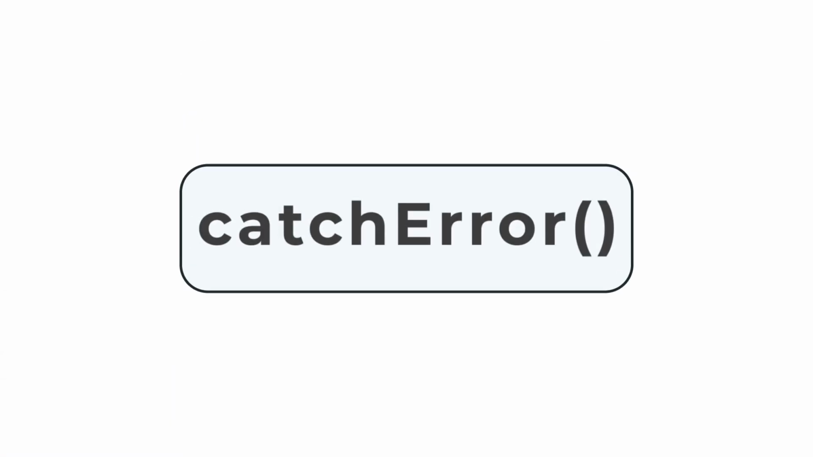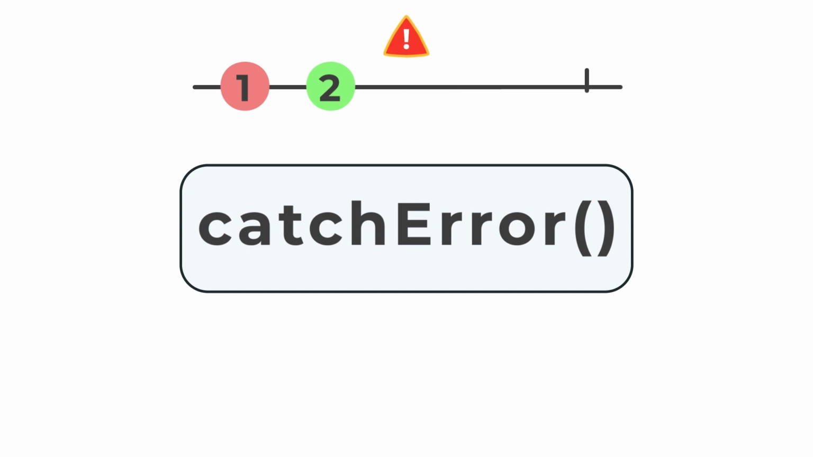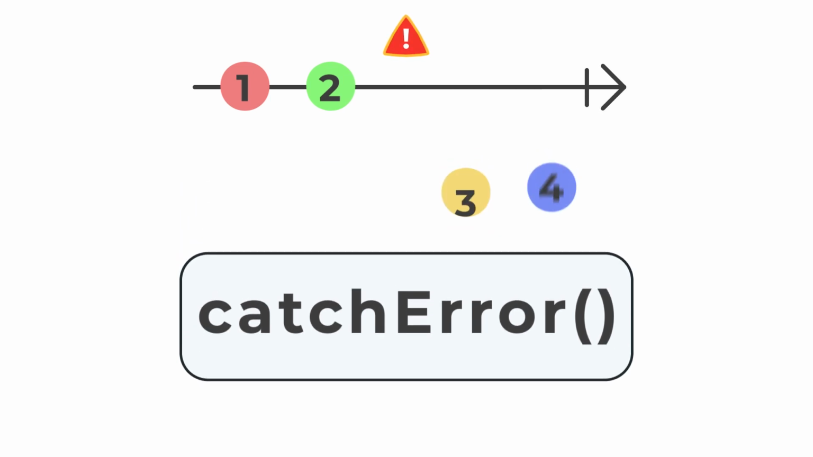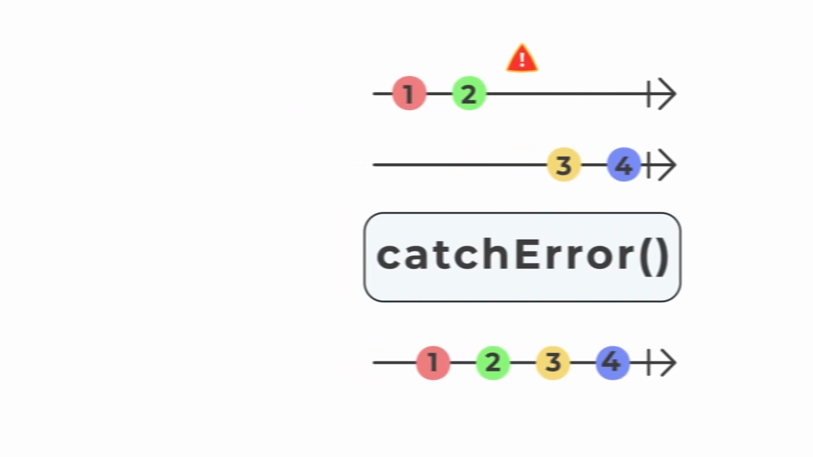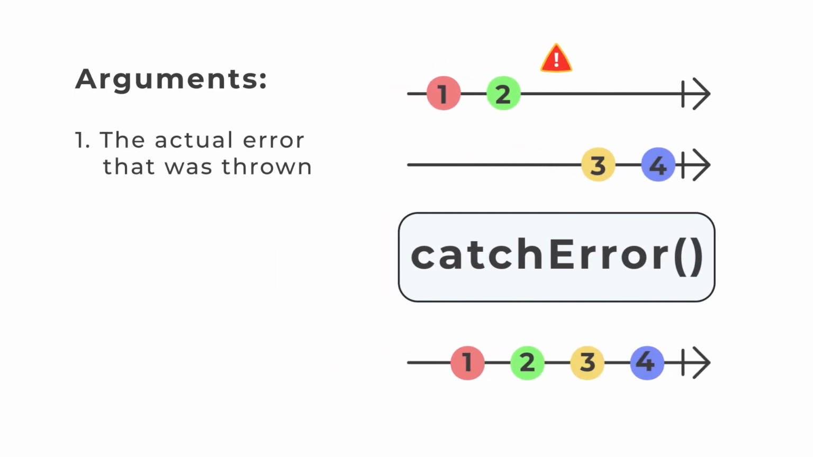Today, we're going to talk about the operator catchError. In short, the catchError operator provides us the means to catch an error that's thrown during the execution of an observable and return a new observable instead of allowing the error to bubble up to the top of the stack. As arguments, we're given access to the actual error that was thrown, as well as the source observable itself.